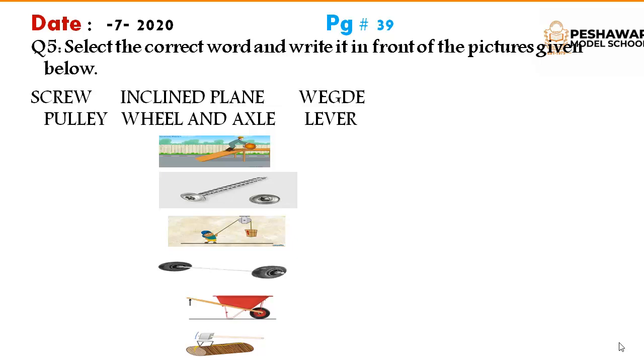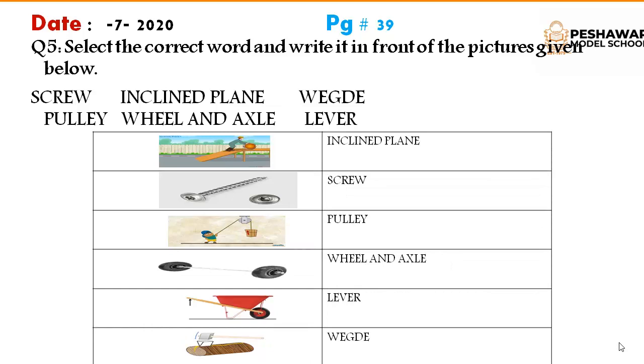So the first picture is of inclined plane. Next is screw. Next is pulley, wheel and axle, lever, wedge. So we are done with this page.